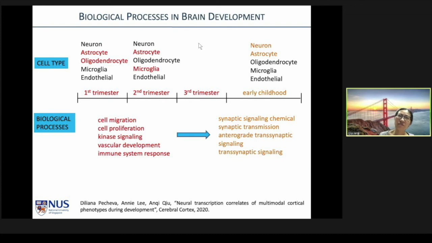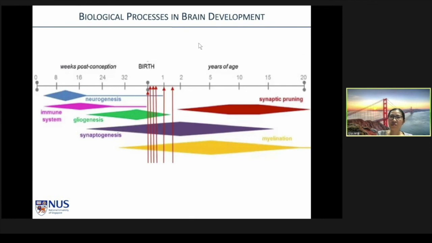And to summarize, by investigating the relationship between gene expression information as well as the morphology, we are able to identify biological processes that are related to brain development. And this is very similar to what we have discovered in the postmortem analysis.